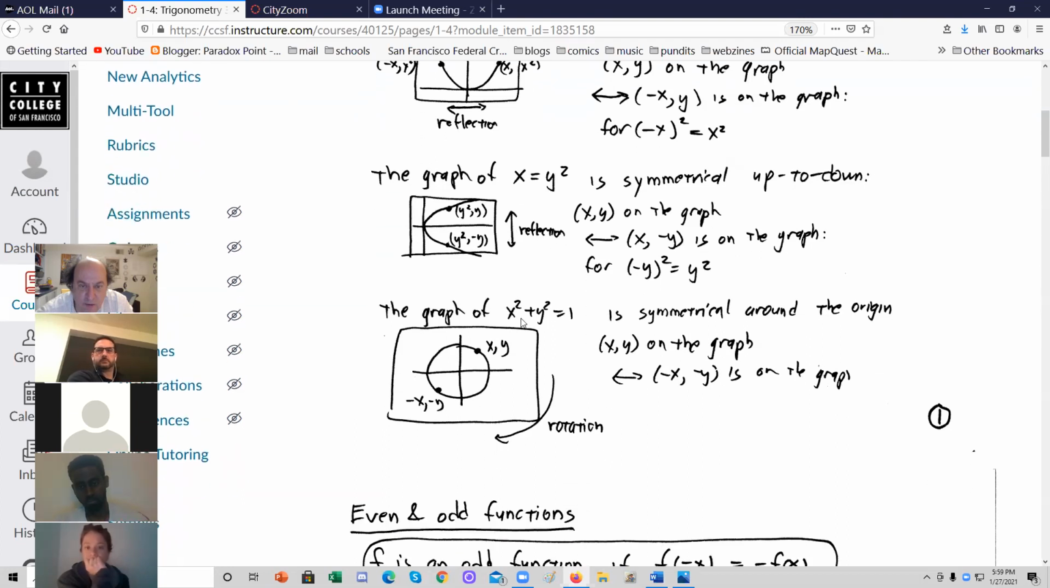And here's a graph of x squared plus y squared equals 1. This is the graph of a circle with radius 1 centered on the origin. If (x, y) is on the graph, then (negative x, negative y) is on the graph. So basically, if you rotate it 180 degrees around, you get the same graph. So it's symmetrical around the origin.